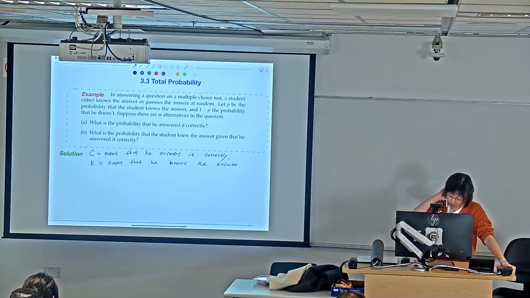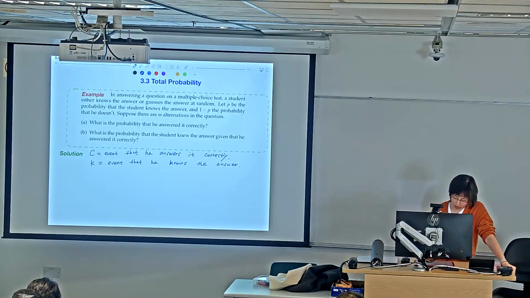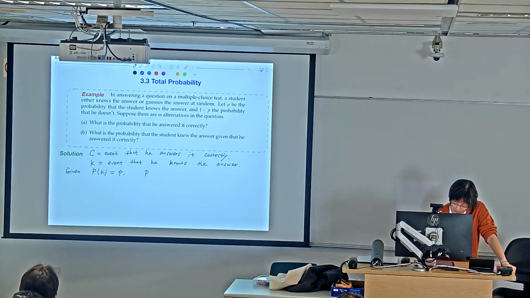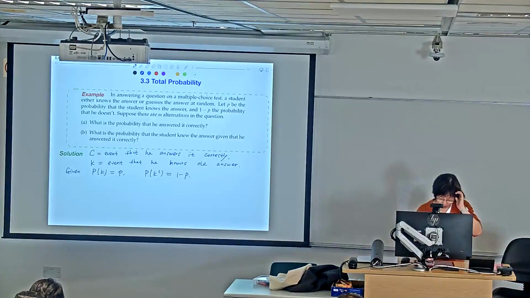And let's see what is given. Little p is the probability that the student knows the answer. So the given information is that the probability of event K equals little p. And it's also given that the probability of K complement is 1 minus p, by the complement rule.